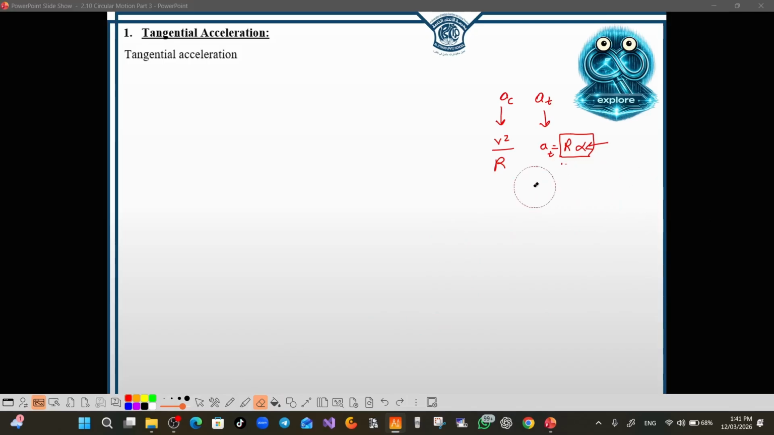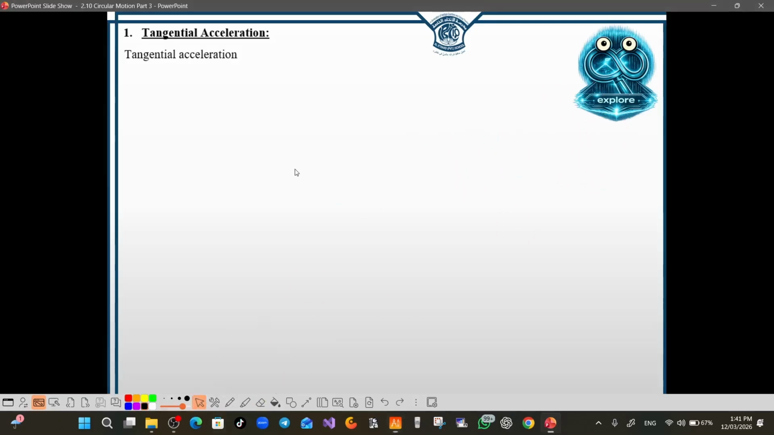Now, in circular motion, always and forever, the centripetal acceleration exists because we have variation in the direction, and this always happens in circular motion. But it's not necessary to have the tangential acceleration, because sometimes the speed is constant, so the tangential acceleration in this case is going to be 0. So the tangential acceleration a_t equals r alpha is due to the variation of the speed. So it doesn't exist if the speed is constant.